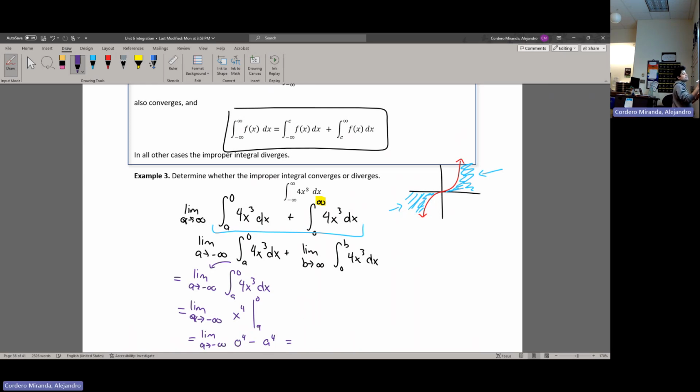Well, that would be 0 minus a huge negative number raised to the fourth power, which becomes a huge positive number. So this will be positive infinity. And because of that, I don't actually care what this other side is. I already know my purple integral diverged, so I don't even have to do this red one. I'm just going to say this integral diverges.